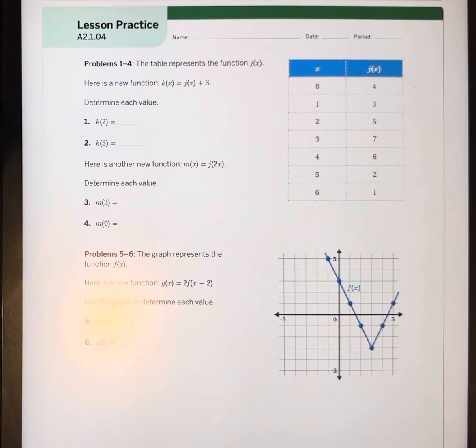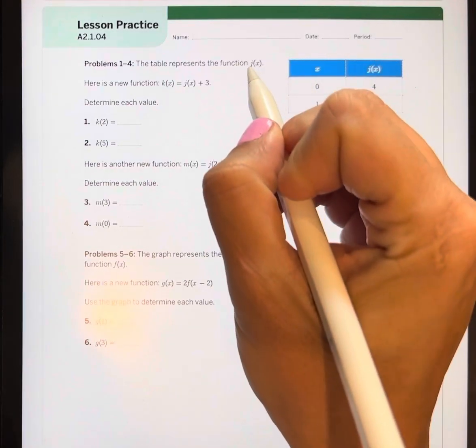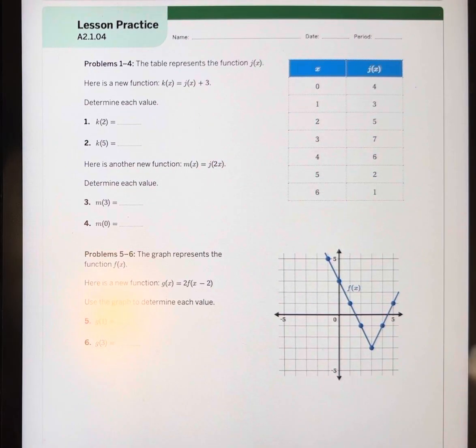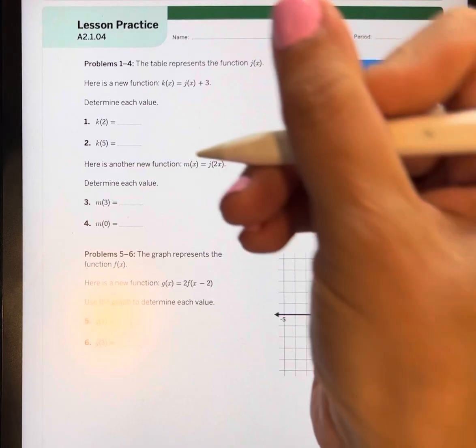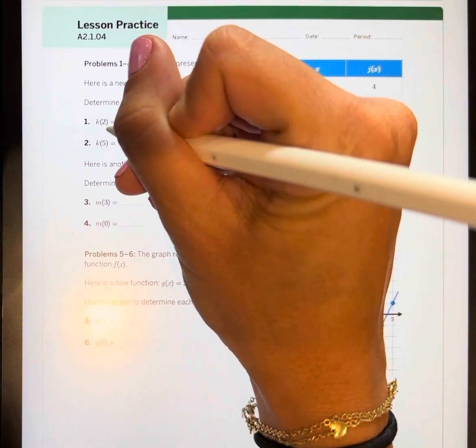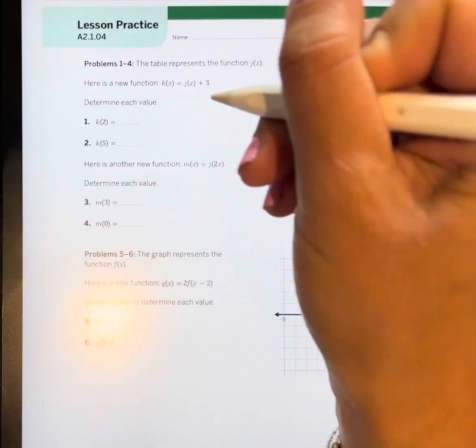Okay, you guys, I'm gonna do your homework and I'll briefly explain what I'm doing and why. Alrighty, we got a function j of x. Here's a table for j of x. And then we've got a new function k of x. We're gonna plug 2 in for x per number 1.